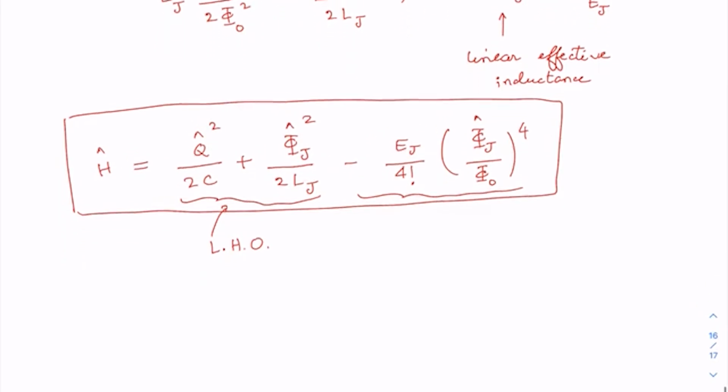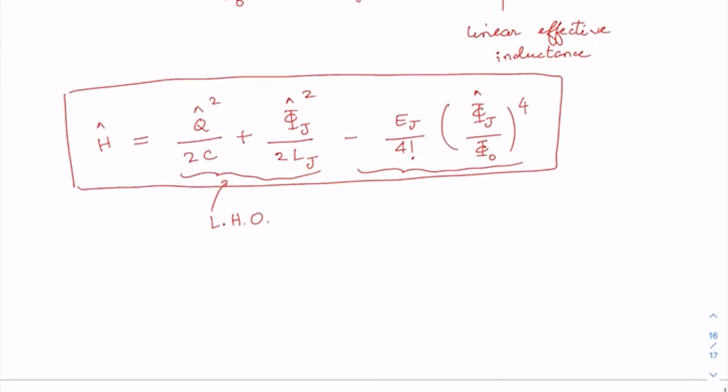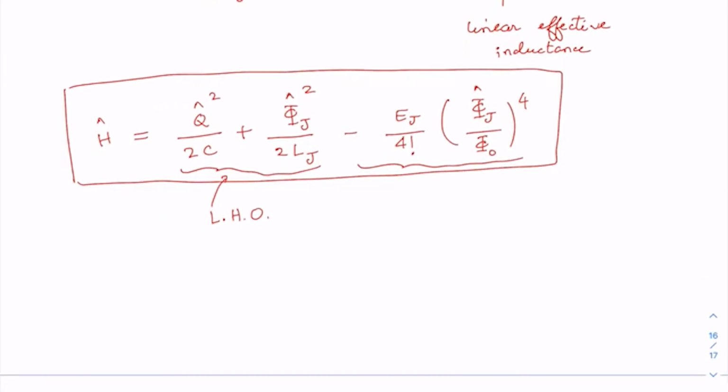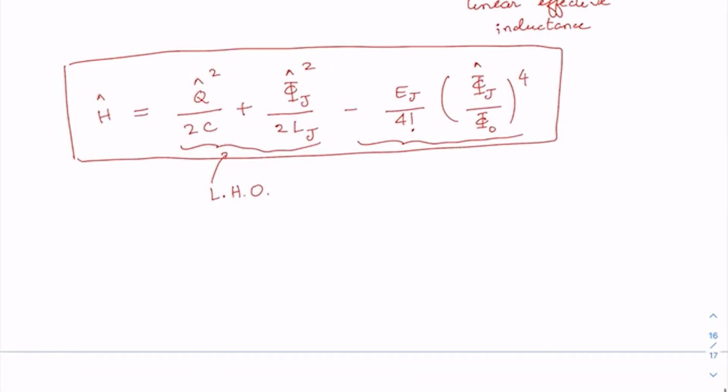Now we can borrow our mathematical apparatus of creation and annihilation operators from our knowledge of the quantized harmonic oscillator. In analogy with the mechanical harmonic oscillator, we can see here that the magnetic flux phi j plays the role of coordinate. Therefore, we can define phi j in terms of creation and annihilation operators in this form. That would be phi ZPF, the zero-point fluctuation of the magnetic flux, into A plus A dagger.